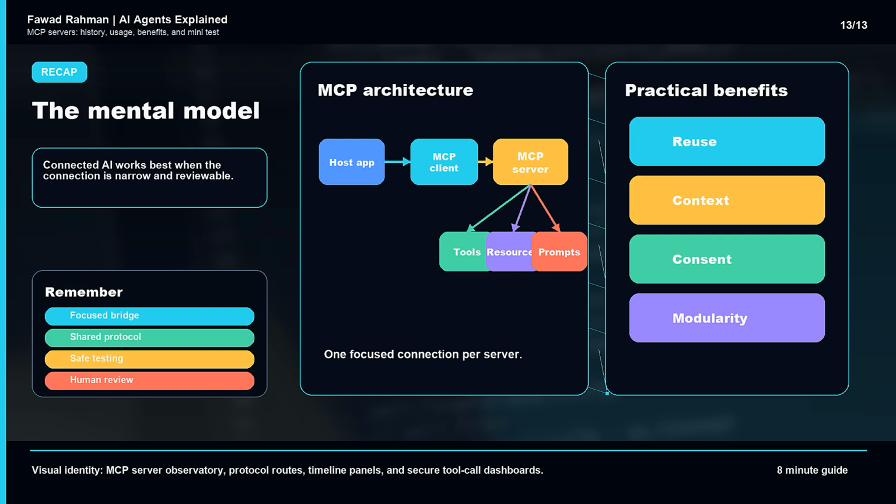The benefit is connected AI that can do useful work. The responsibility is to keep access narrow, visible, and reviewable. That is the real lesson. MCP is not about giving AI unlimited power. It is about giving it the right connection with the right checks for the right job.